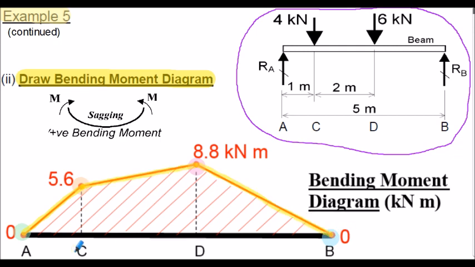They're usually cross-hatched for clarity, and of course we should always state the unit that's being used here, it's kilonewton meters, and state the positive bending moment notation. So that's the bending moment diagram for a simply supported beam with 2-point loads.